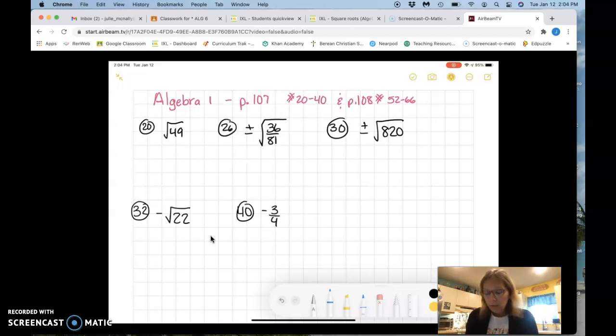So for number 20, the square root of 49 is just 7. So we're just going to write 7. If you didn't know that already, you just put in your calculator 49 square root and you would get 7.